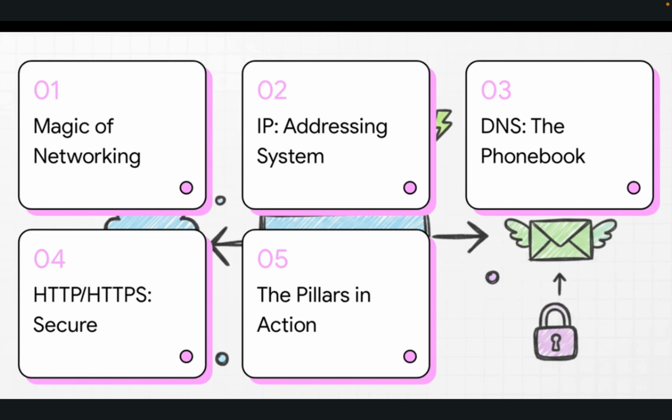And here is our blueprint for today. First, we'll look at the magic of networking, then break down our three load-bearing pillars: IP, the addressing system; DNS, the internet's phone book; and HTTP/HTTPS, secure delivery. Finally, we'll see all these pillars in action together.